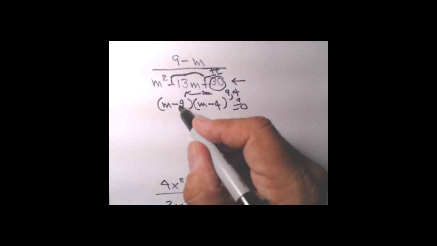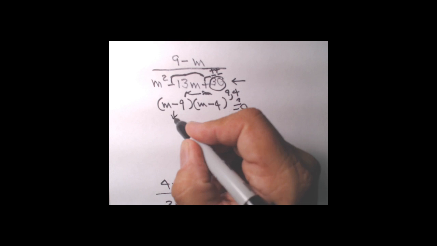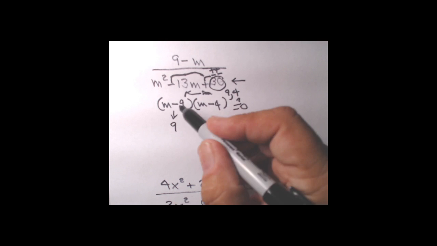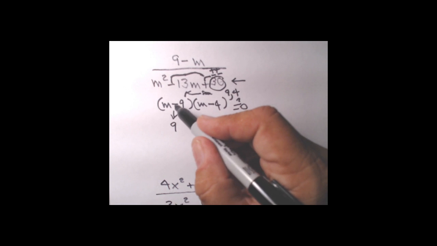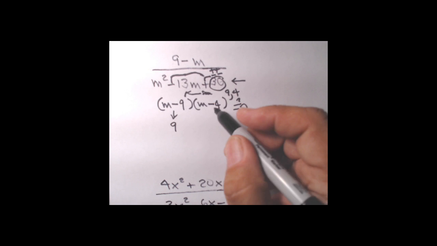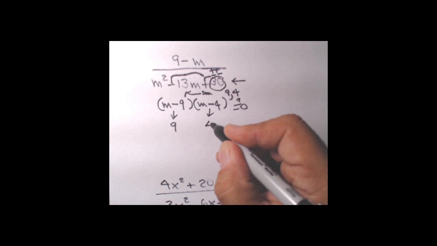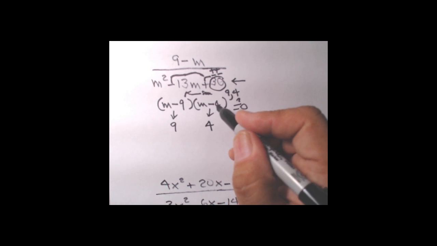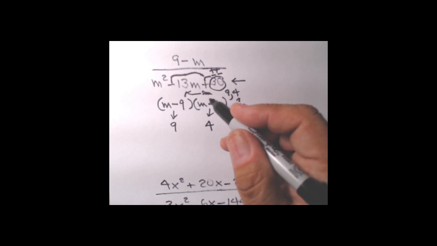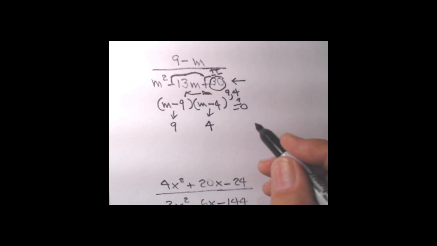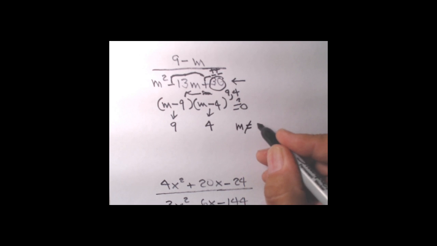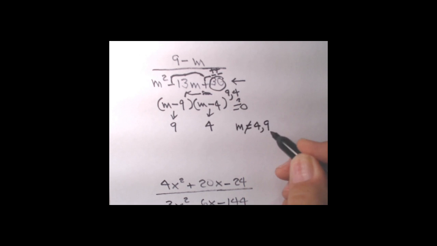Well, m minus 9, this is just like finding the roots of a quadratic, positive 9. 9 minus 9 would be 0. The downstairs would be 0. Likewise here, m minus 4, positive 4. 4 minus 4 would give me 0. The downstairs would be undefined again. So the excluded values here, we'd say m cannot equal either 4 or 9. These are the two values which would make the downstairs undefined.